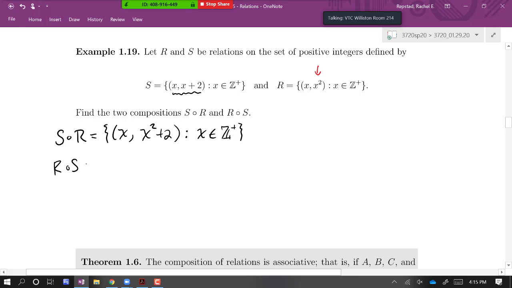R composed with S. If I take a positive integer x, this time I'm going to apply the S relation first. What will that relate x to? If I apply S first, it'll add 2, and then we apply R. So what are we going to do to that? Square the whole thing. Yeah, just square the whole thing. One thing we can observe in this example is that relation composition is not commutative.